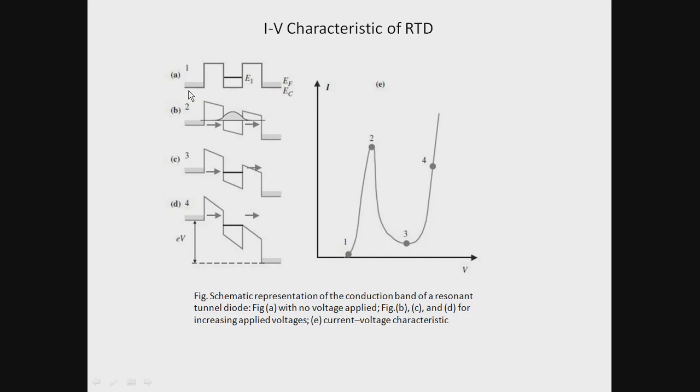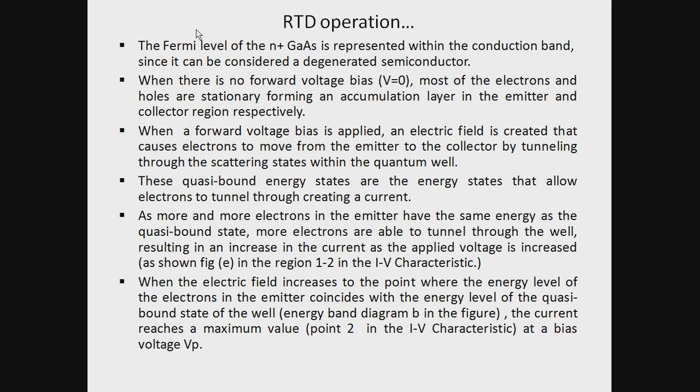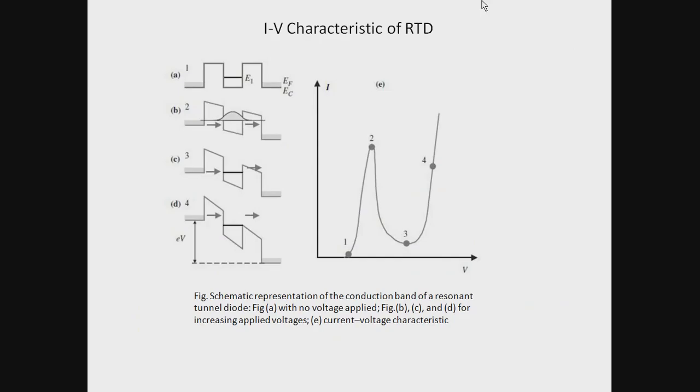Here this is the emitter side and this is the collector side, and this is the quantum well formed. Let us consider the operation of this one. The Fermi level of the N positive gallium arsenide, N positive meaning heavily doped gallium arsenide, is represented within the conduction band. Here the Fermi level of the metallic contacts is represented within the conduction band here.